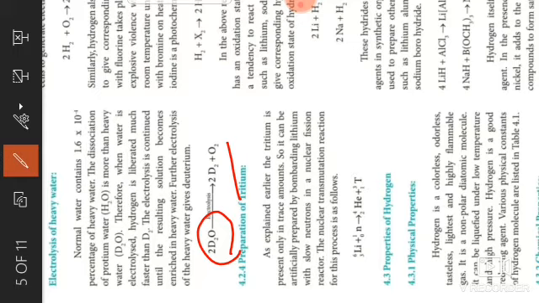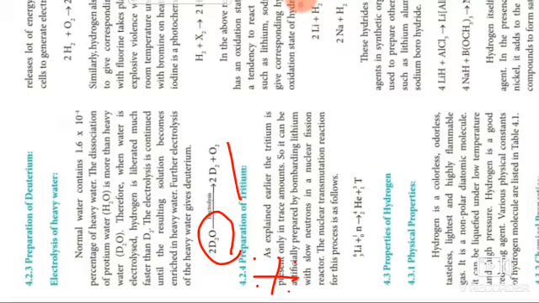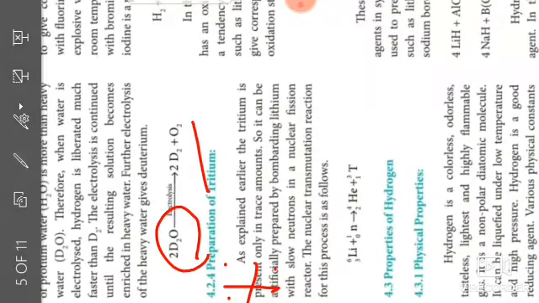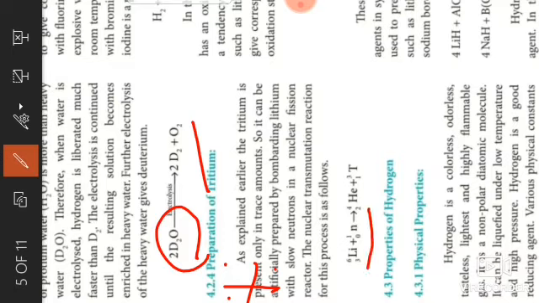Next is another important 2-mark question: the preparation of tritium. Tritium is the radioactive isotope of hydrogen. Tritium is prepared by bombarding lithium with slow neutrons, 0n1, that is, neutrons. Bombarded means they strike the lithium, and helium is liberated along with tritium, 1T3.